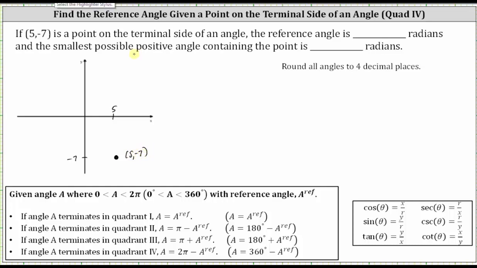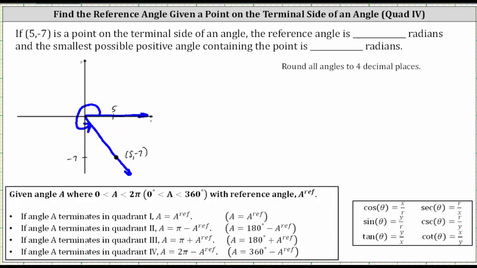Because we're looking for the smallest possible positive angle containing this point, the angle has the initial side along the positive x-axis and the terminal side passing through the point. And again, because we're looking for the smallest possible positive angle, we are looking for this angle here.